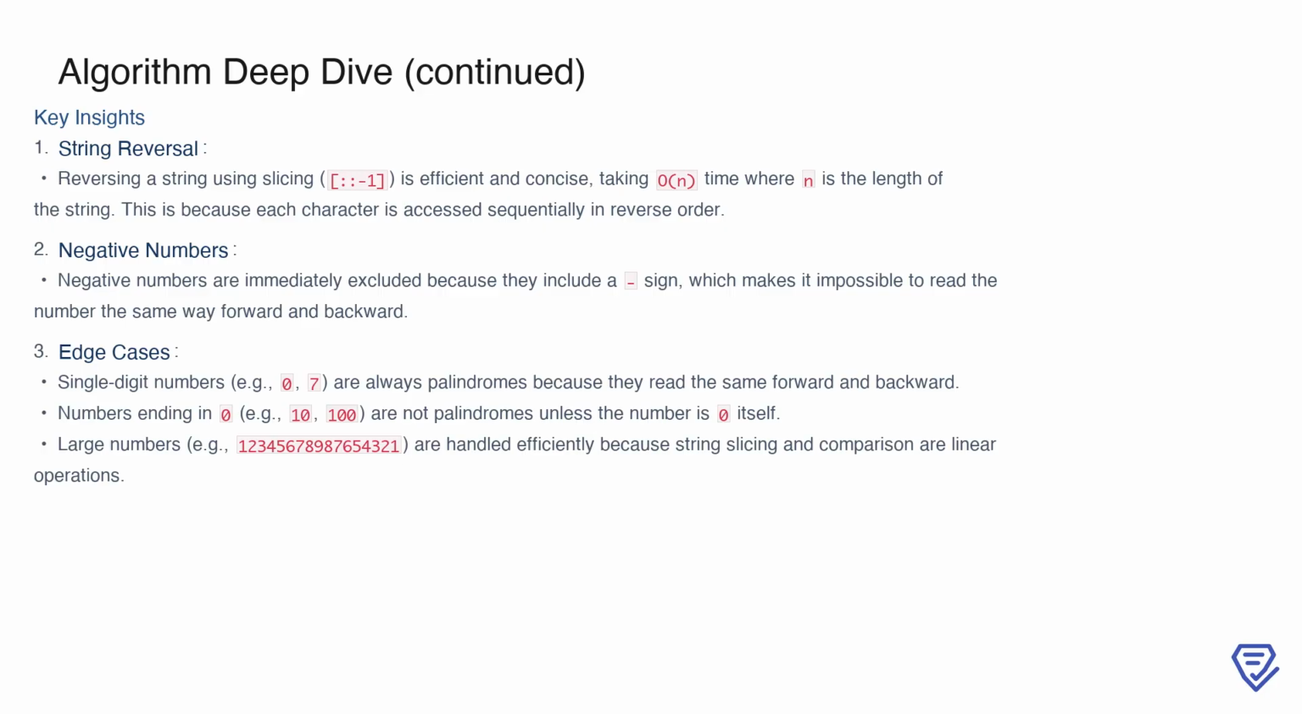There are also some interesting edge cases to consider. Single-digit numbers, like 0 or 7, are always palindromes since they read the same both ways. Numbers that end in 0, such as 10 or 100, cannot be palindromes unless the number is 0 itself. Finally, even very large numbers, such as 123456789876543 21, are handled efficiently due to the linear nature of string slicing in comparison.